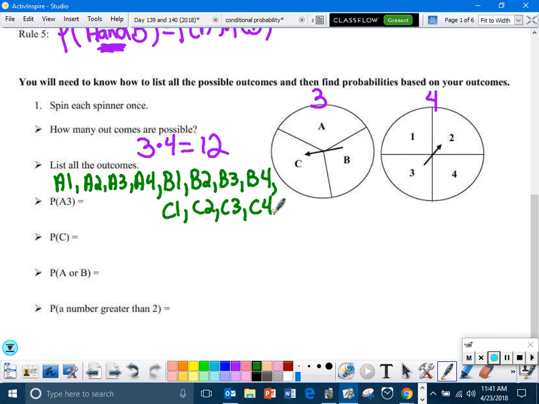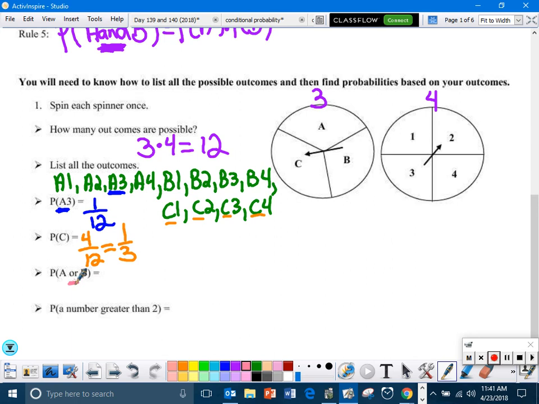The next question, what's the probability of spinning an A3? Well, there's only one of them, so 1 out of 12. The probability of spinning a C, well, there are 4 of them out of 12, which reduces to 1/3.